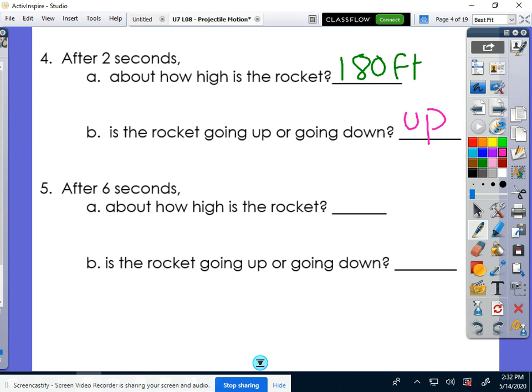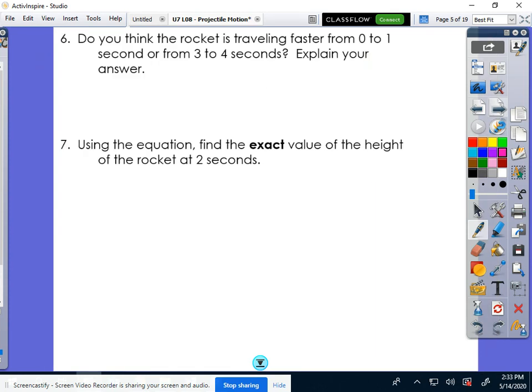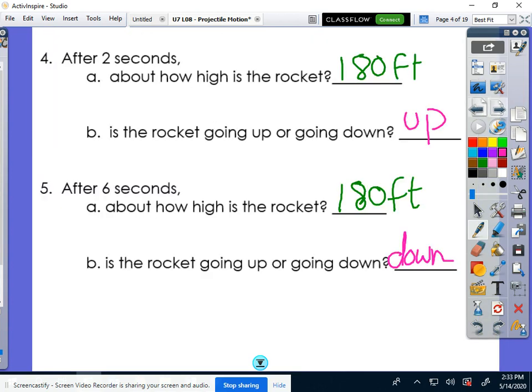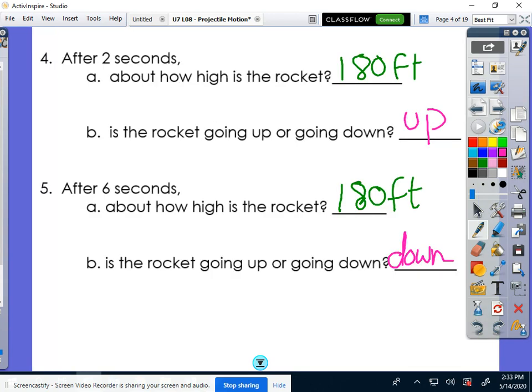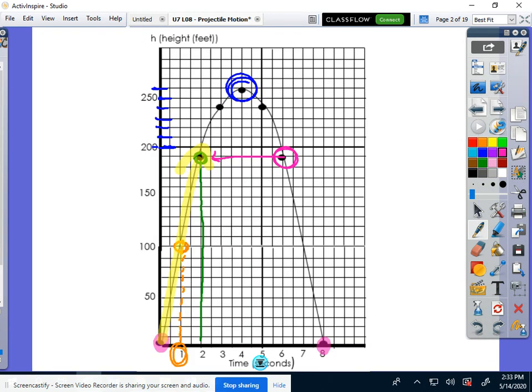It's not going all the way into outer space. So it is going to be that about 180 feet again. All right, 180. But this time, instead of going up, our rocket is coming back down, right? So the whole point of this is to really make sure we understand what's going on. And the next question says, well, when do you think it's traveling faster? At the very beginning, 0 to 1 second, or later on, 3 to 4 seconds?